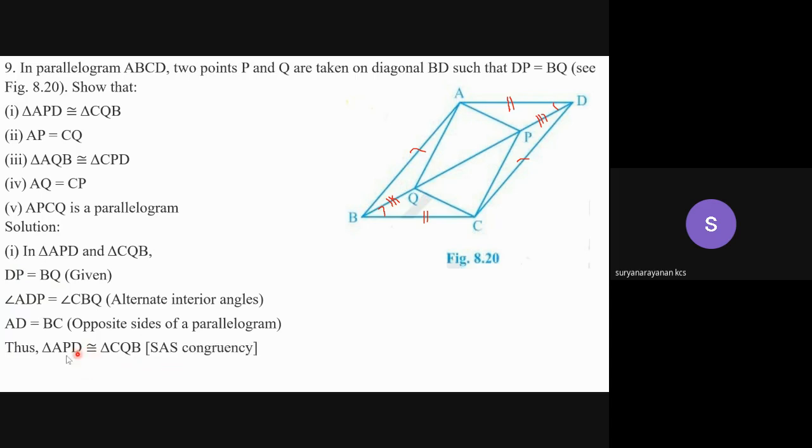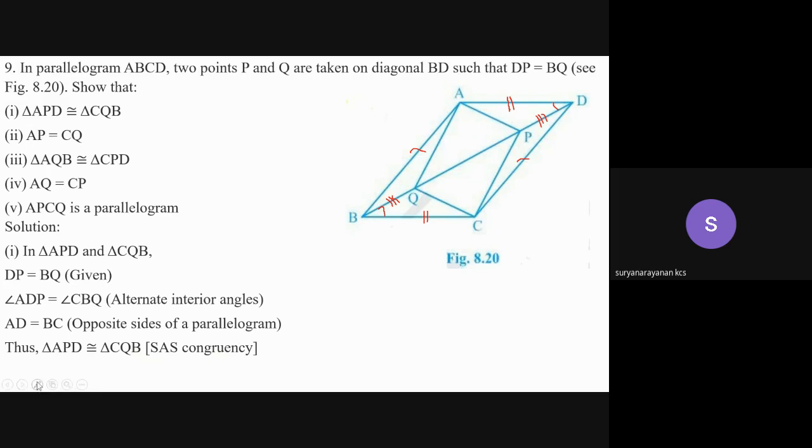Understood this point, my children? Last line. Thus, triangle APD is congruent to triangle CQB by SAS congruency criteria. Okay. Then after that, which parts can be compared? Tell me which parts can be compared. I will give a clue how to compare.